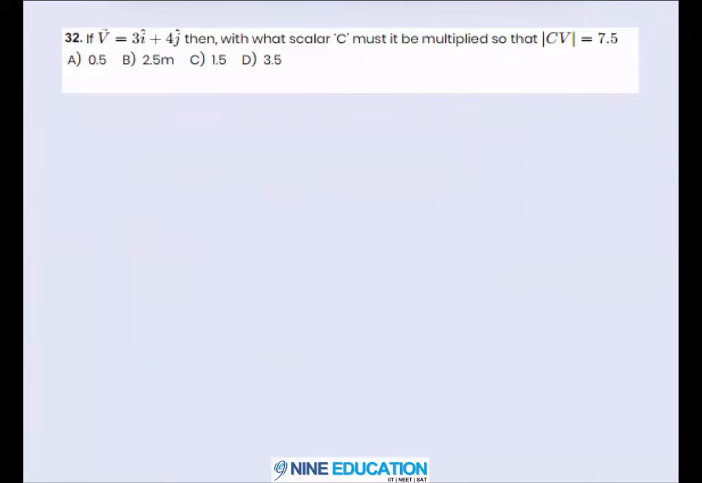Now, we know that if we multiply any type of scalar to a particular vector, its direction is not going to change, but its magnitude is going to change. So first let us calculate the magnitude of V. Magnitude of V will be root over of 3 square plus 4 square, which is root over of 9 plus 16, root 25, that will be equal to 5.